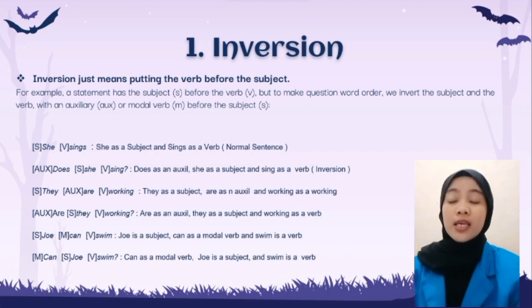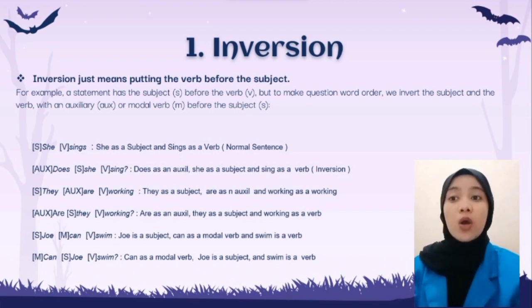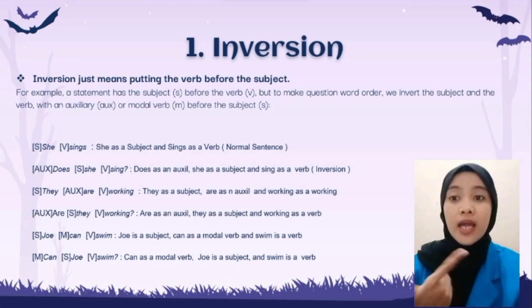The next is: they are working. They is the subject, are is an auxiliary, and working is the verb. Are they working? Are is an auxiliary, they is the subject, and working is the verb. Joe can swim. Joe is the subject, can is a modal verb, and swim is the verb. Can Joe swim? Can is a modal verb, Joe is the subject, and swim is the verb.